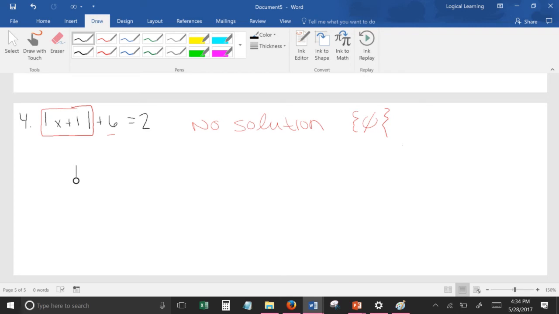And we can see what will happen here if we try to get the absolute value by itself and we subtract 6 from both sides: we have the absolute value of x plus 1 is equal to negative 4. Well, we can't just then say that one will be equal to negative 4 and the other will be equal to negative 4. We can't do that because we know that this absolute value will always produce a positive number. So there's no x that we can put in here that when we take the absolute value, we'll get negative 4. So this has no solution.